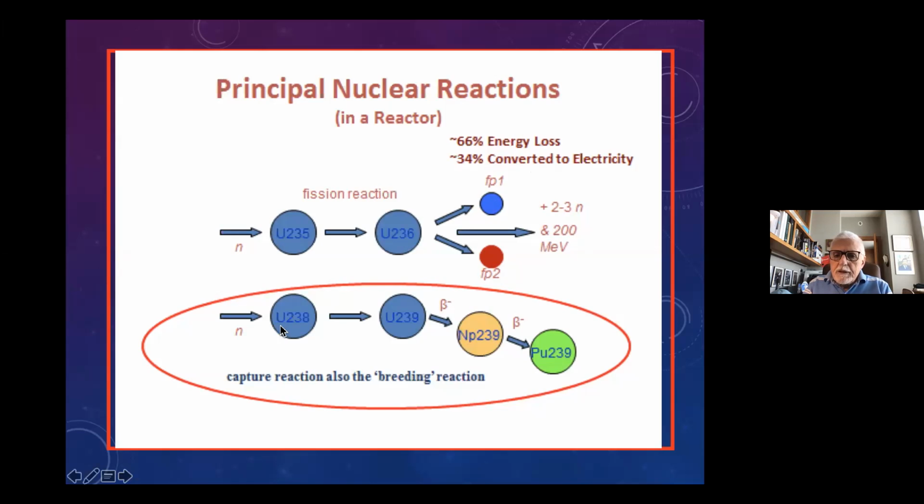I'm not going to mention the second equation here, other than to say that the 238 that's in the reactor fissions at about 1,000 times less than the 235.